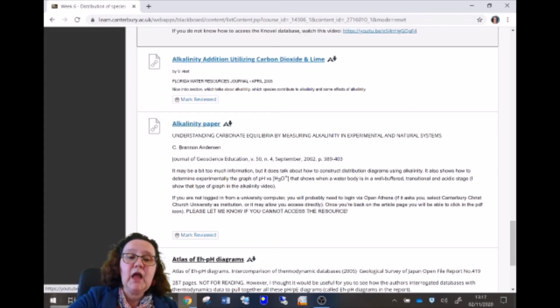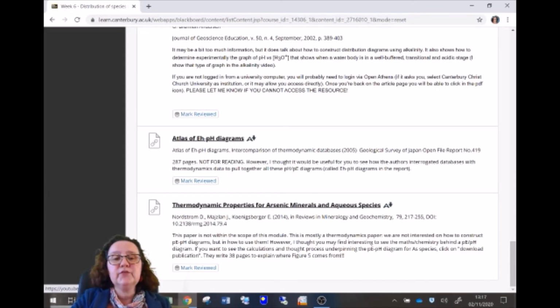I've also included a couple of links which are not for reading, but just to give you more context. One is an atlas of pH-PE diagrams, which the authors call ECHEM diagrams, that has been written specifically using databases with thermodynamic data for all sorts of compounds. And as I mentioned here, it is not for reading. It's 287 pages, but I thought it would be useful for you to see how the authors interrogated databases with thermodynamic data to pull together all these pH-PE diagrams.